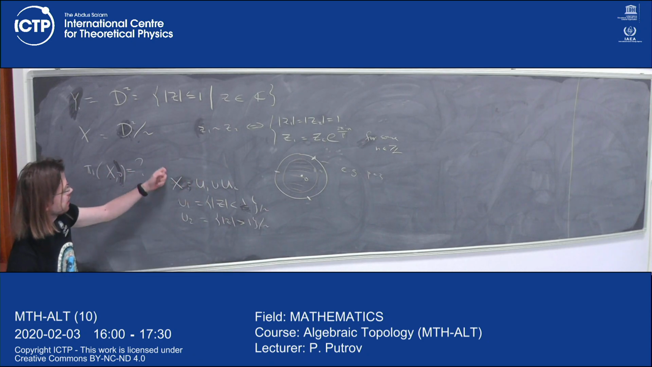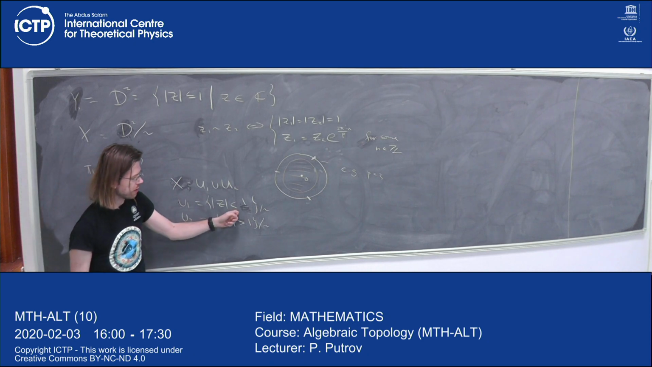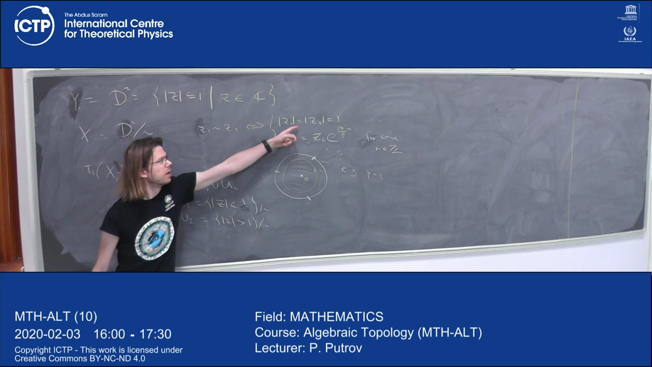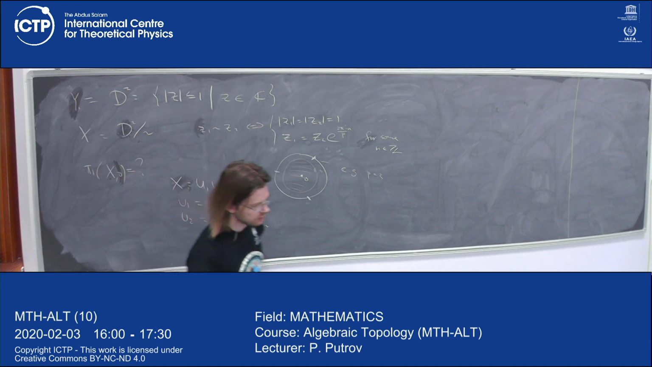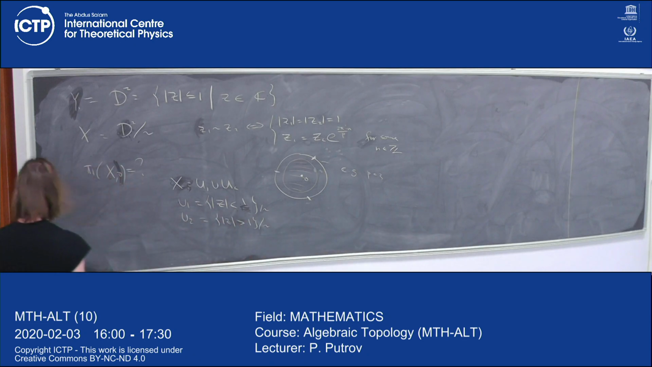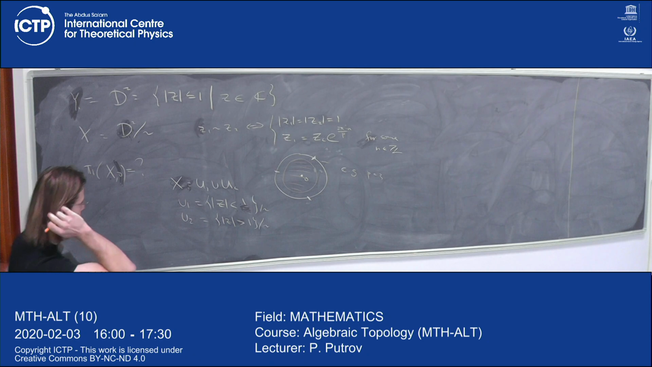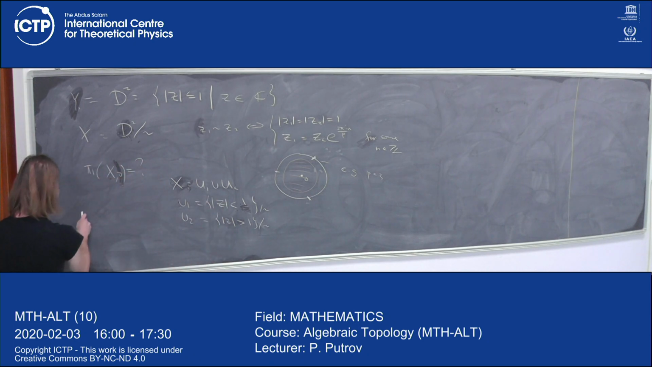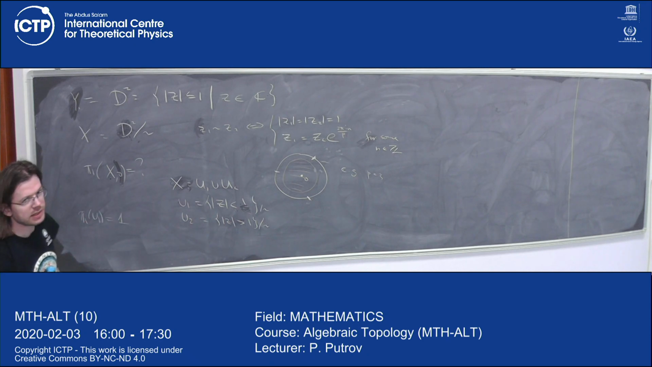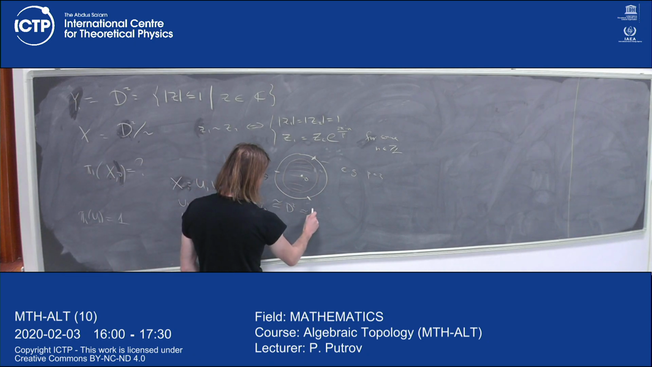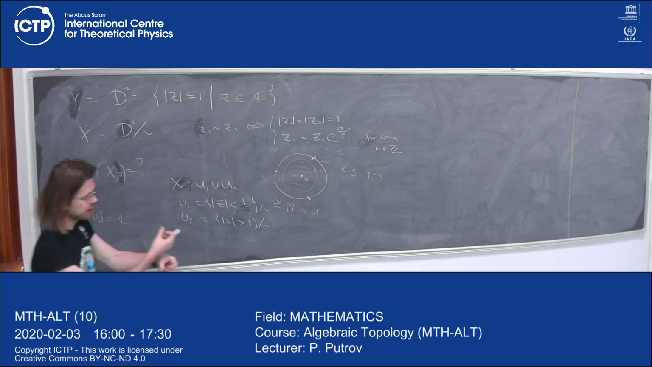These are the open sets in the quotient, but the quotient here does nothing for U1, because the quotient only acts on the points with unit length, absolute value one. So pi1 of U1 is trivial because this is just a disk, which is homotopically equivalent to a point. You can just contract everything.